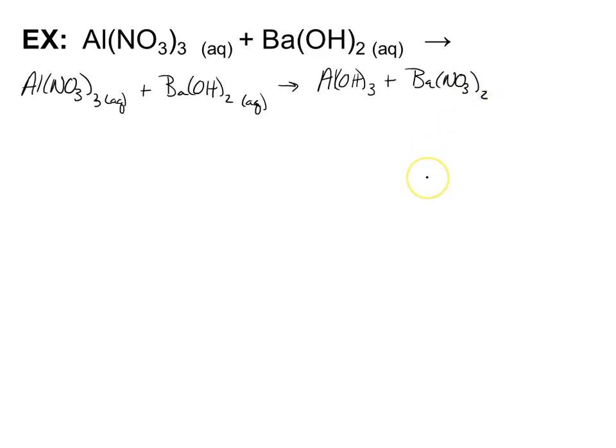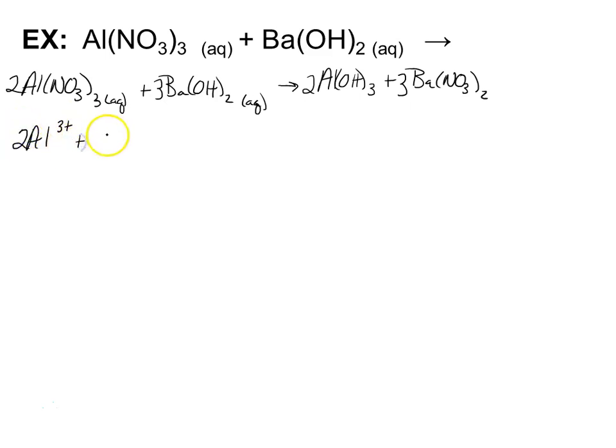Okay. Next step I want to do is balance this. So let's see, I'm going to need 2 aluminums, 3 bariums. So now it's balanced. Start by balancing your formula equations. Next step, you're going to write out your complete ionic equation, so ionize everything that is a strong electrolyte.